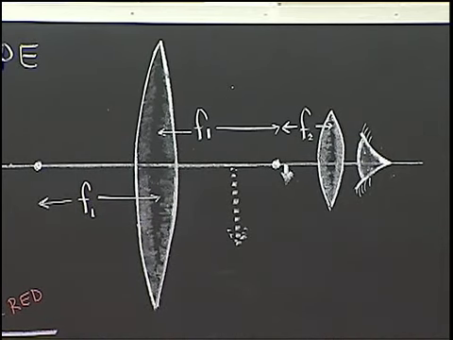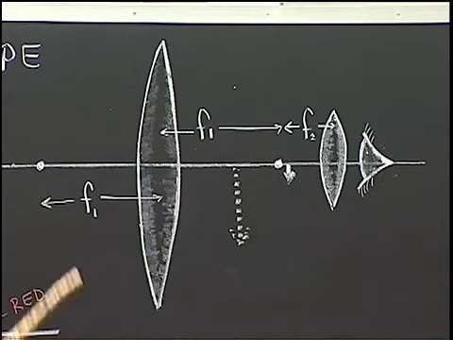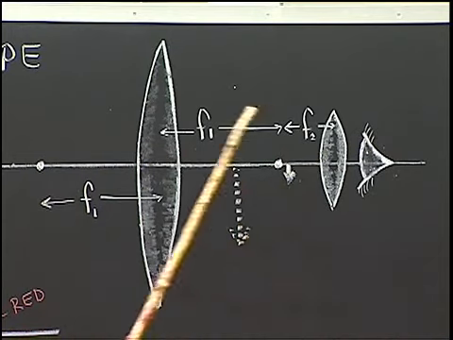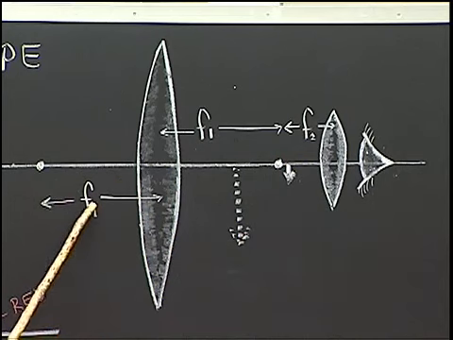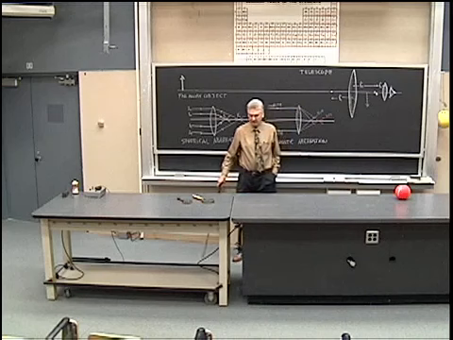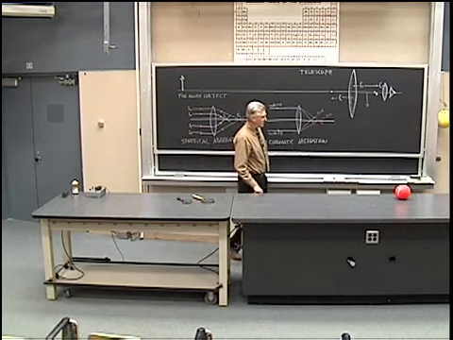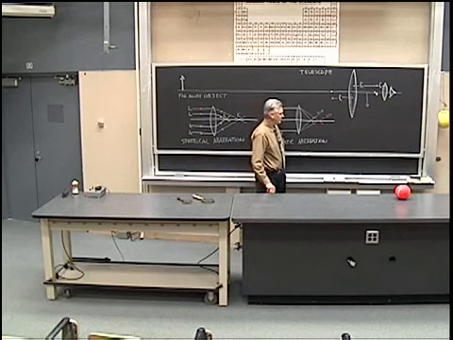And for a typical telescope, we want the focal length of the objective lens greater than the focal length of the eyepiece. Here, the objective lens focal length is f1. The eyepiece focal length is f2. And it turns out that the magnification of a telescope depends on the ratio of the focal length of the objective to the focal length of the eyepiece.